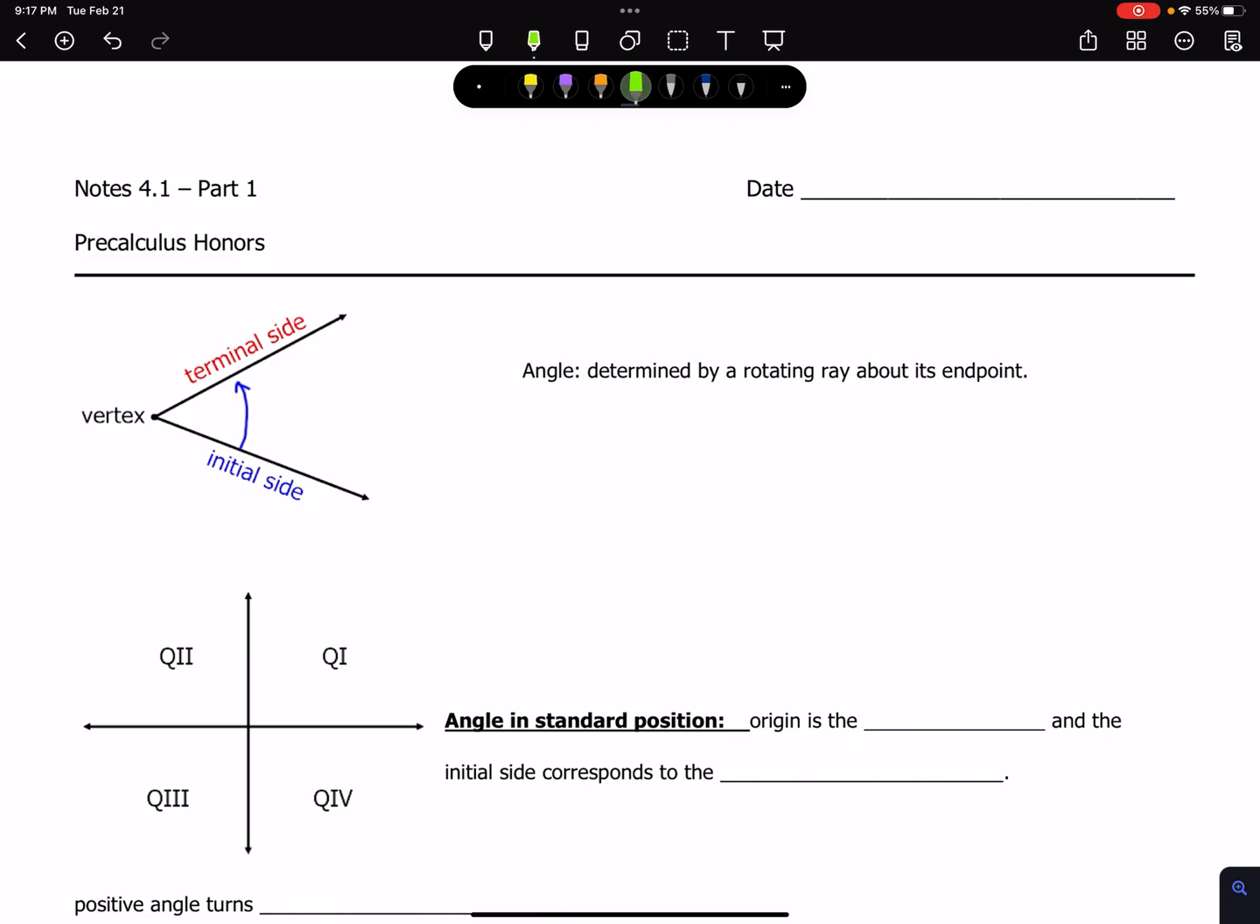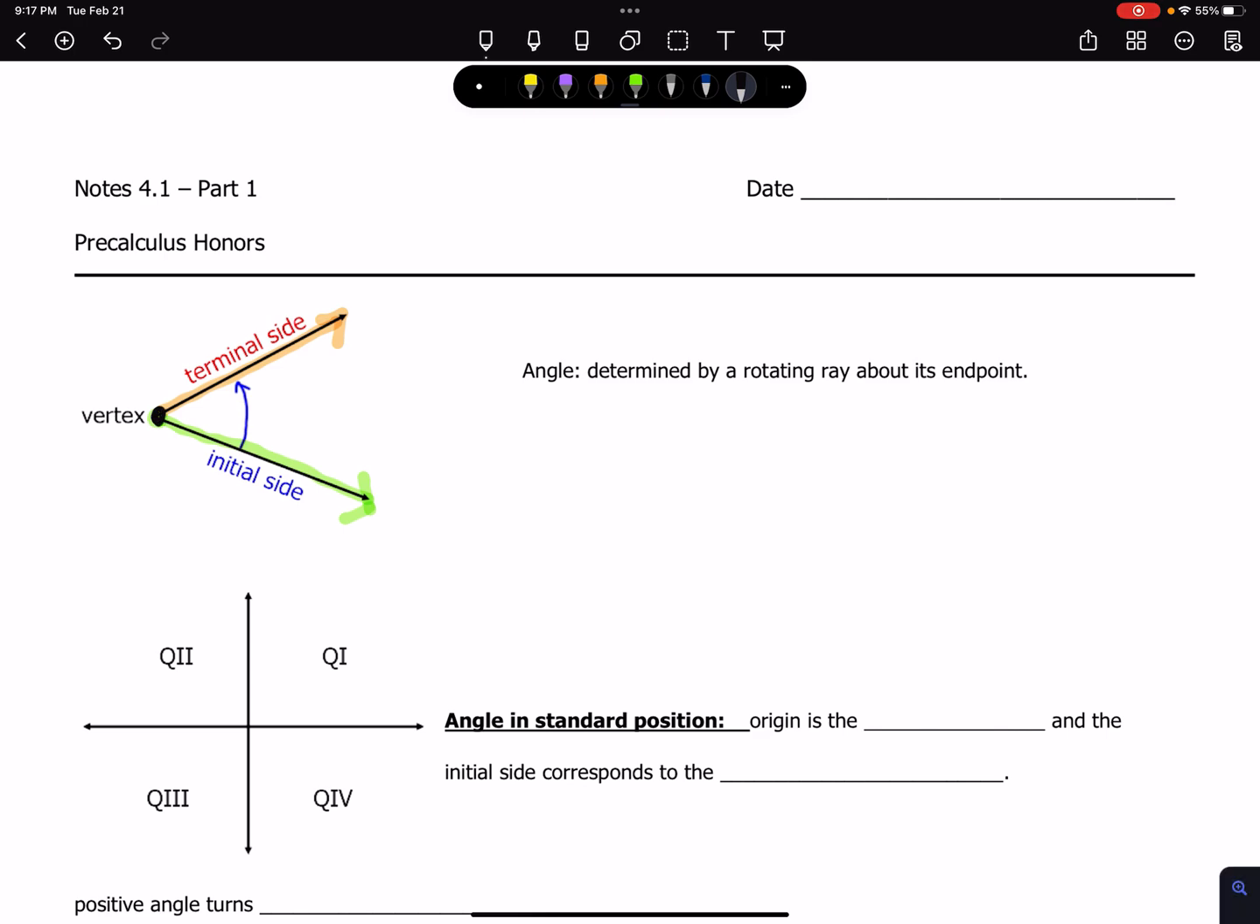Now, an angle in geometry is defined to be two rays that share the same endpoint. So there you've got two rays and they share that same endpoint, which is called the vertex.